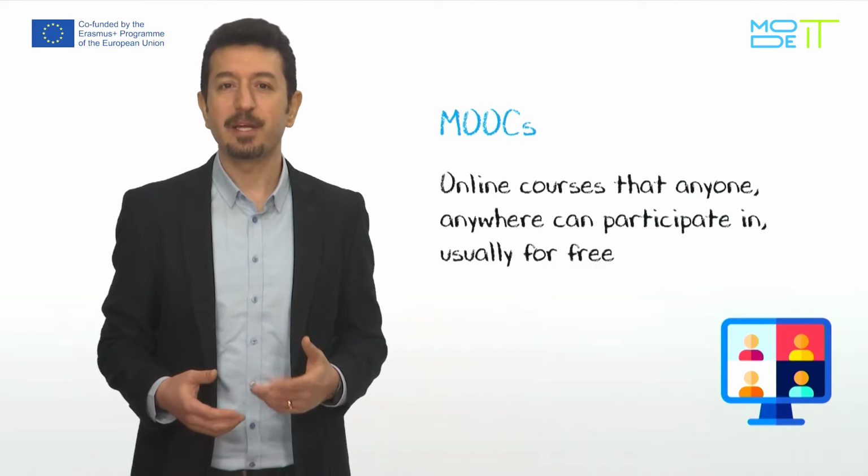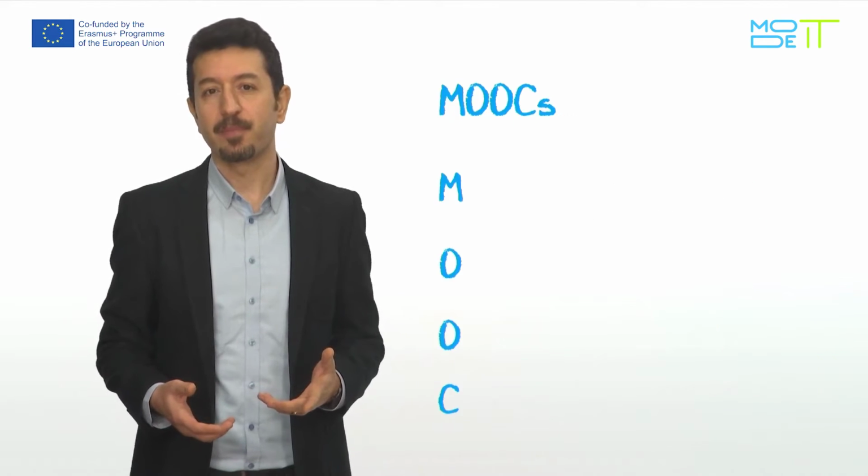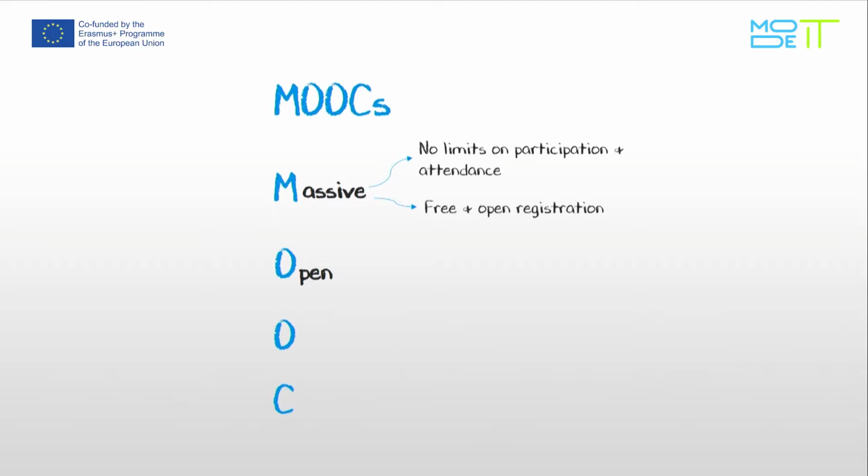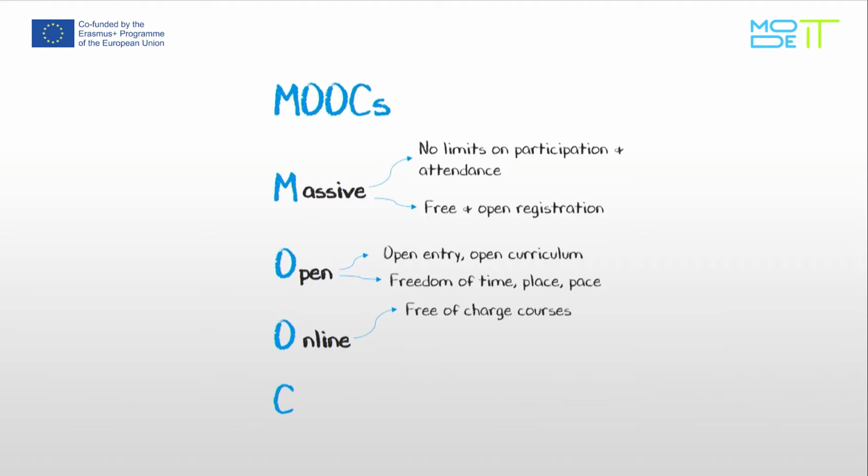Now, let's see what each letter represents. M stands for massive. What do I mean by massive? It means no limits on participation and attendance, free and open registration, thus a global reach. O stands for open. It means open entry and open curriculum and open to all people, as well as freedom of time and place and freedom of pace. O stands for online, which means free of charge courses delivered through the internet across geographical boundaries.